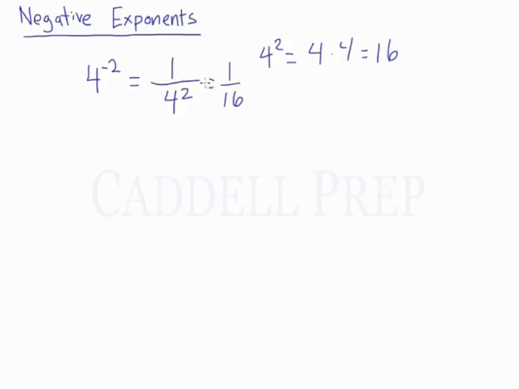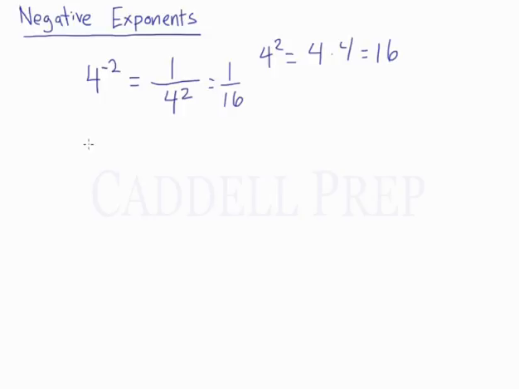So notice that our answer is not negative. Okay, this negative up here has nothing to do with the actual sign of our answer. It just shows where we're going to do 4 squared. We're going to move it to the denominator.